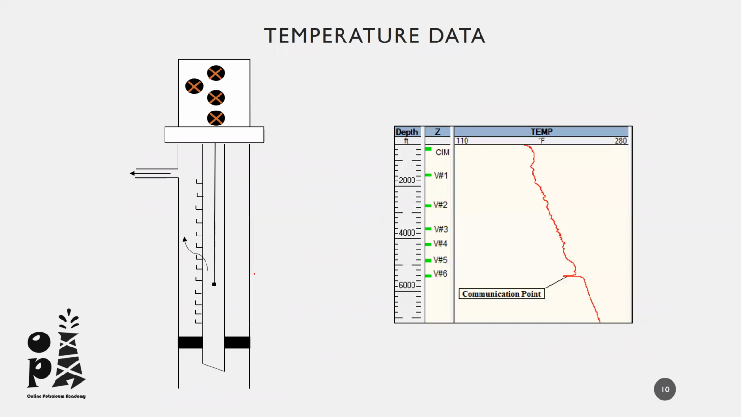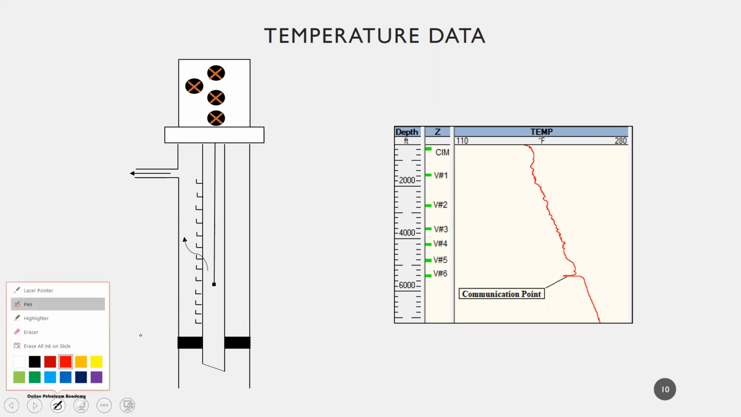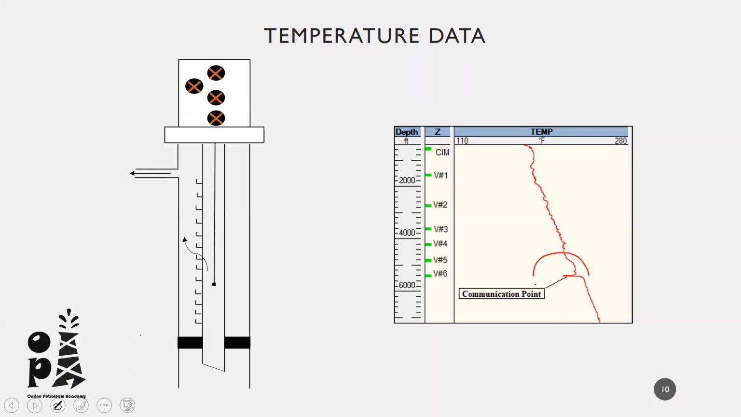After getting the data, unfortunately, the data from the spinner wasn't representative, and there was a mechanical problem in the spinner, and only the temperature data was available. Looking at the temperature data with the wellbore configuration, we can find an anomaly in the temperature log at valve number 6.